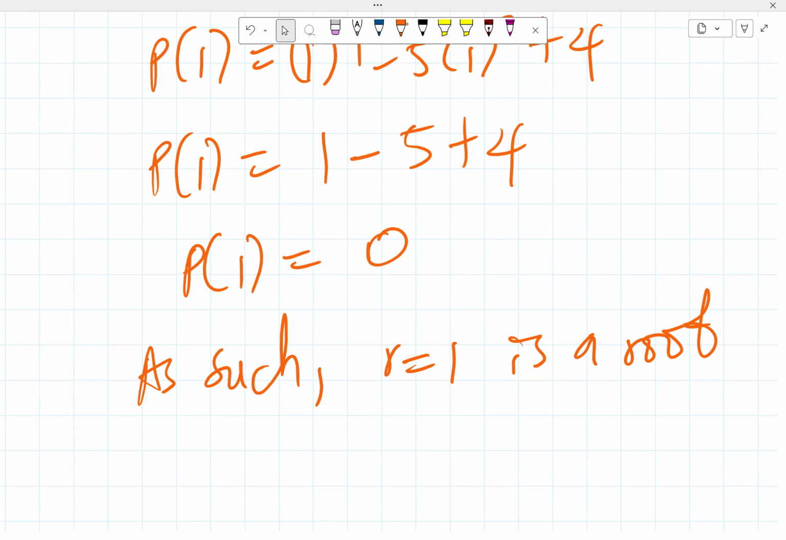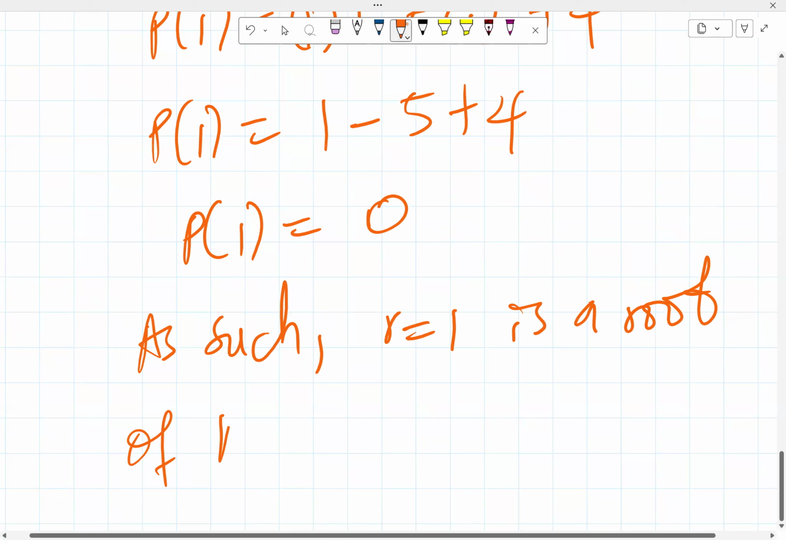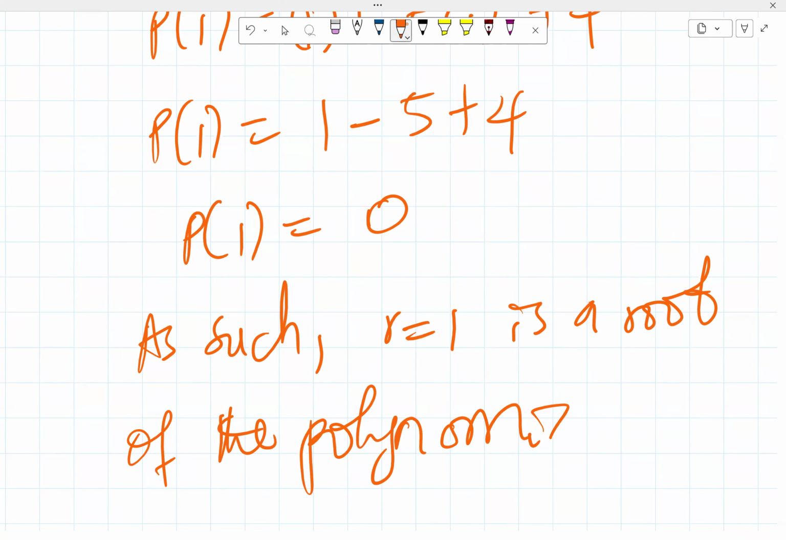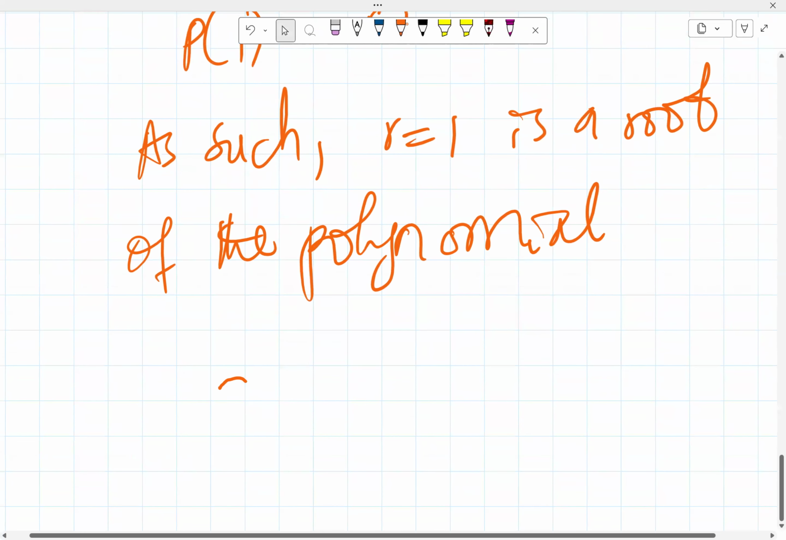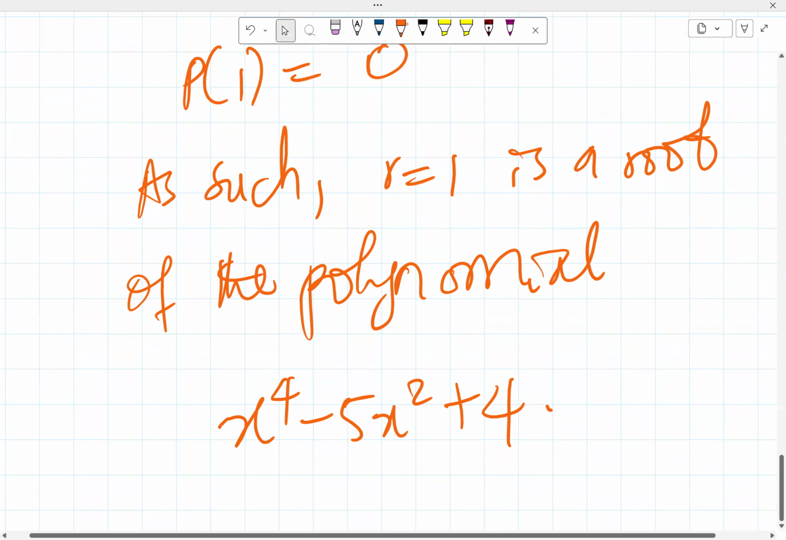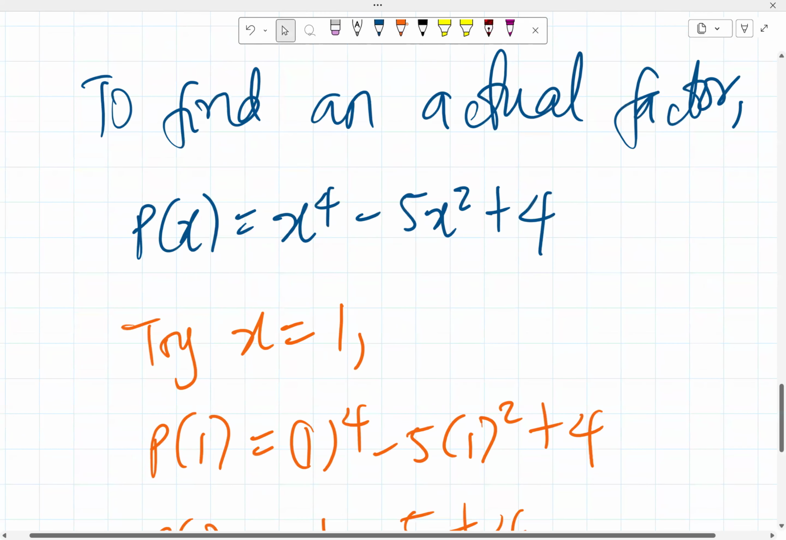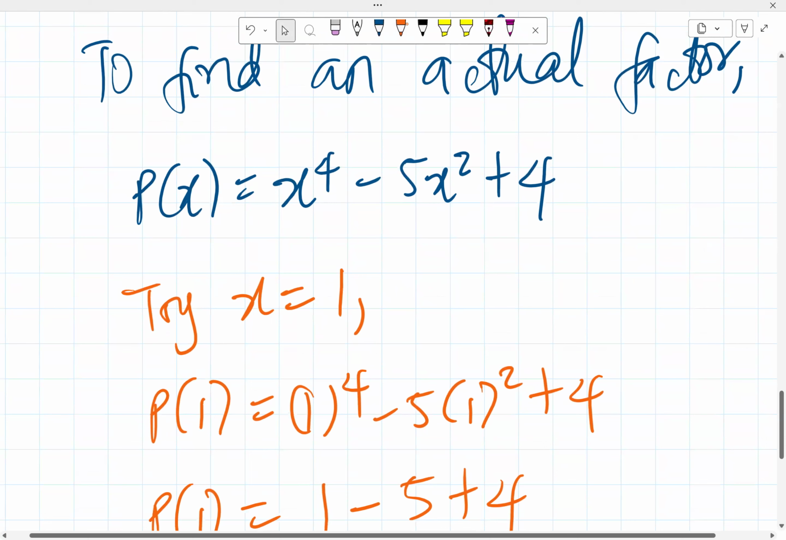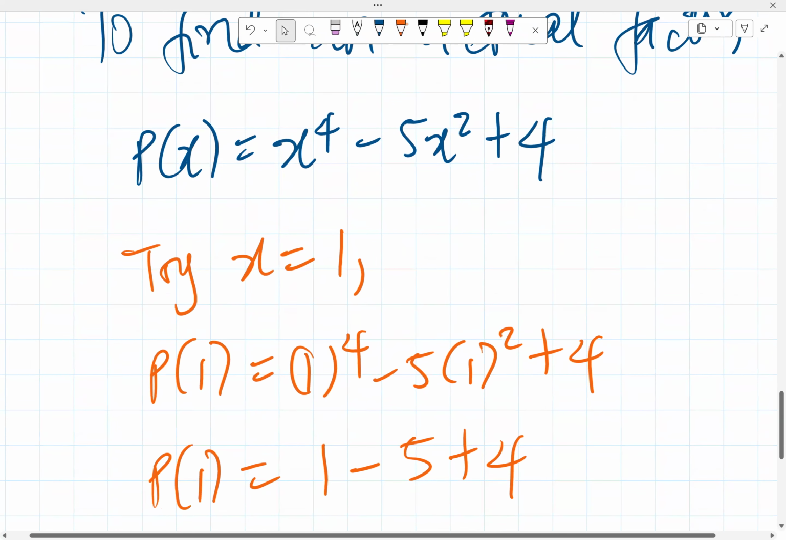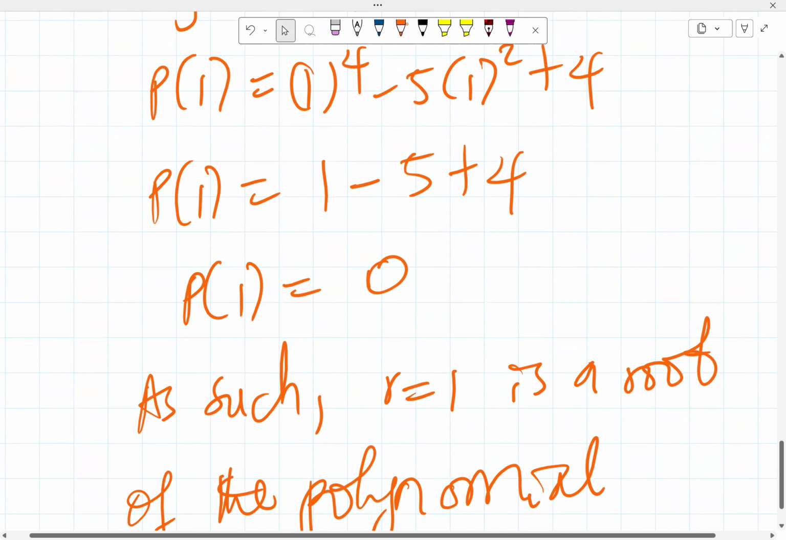R equals 1 is a root of the polynomial x raised to the power 4 minus 5x squared plus 4. So it is a root of it. I mean, this is sweet. Yesterday I did like 7 or 8 and I didn't get anything close to 0. So this is really interesting.